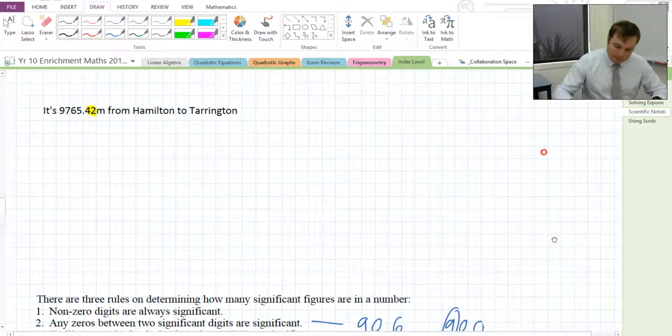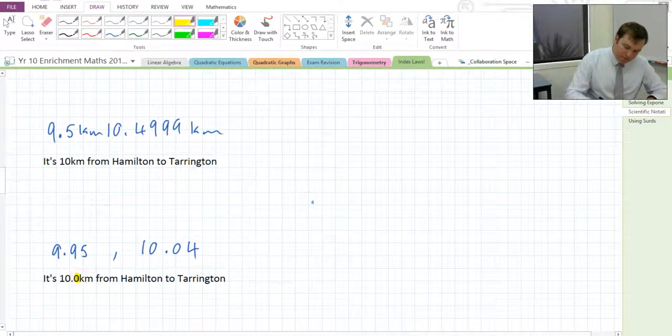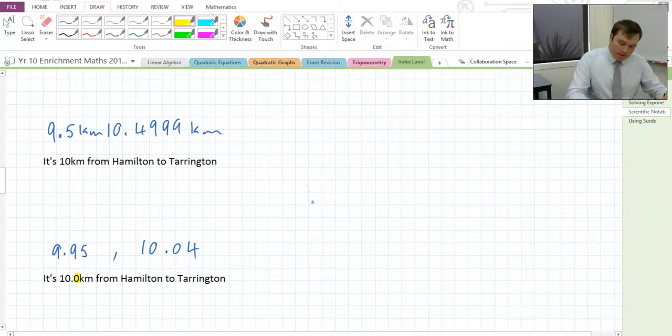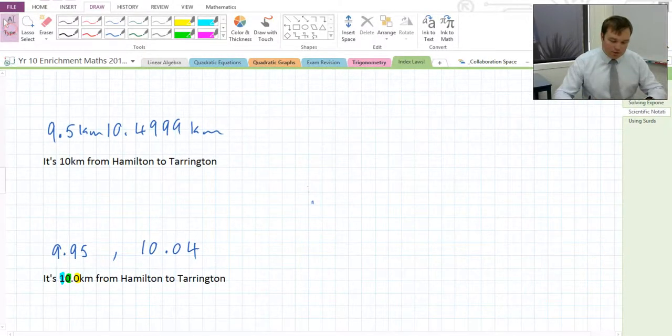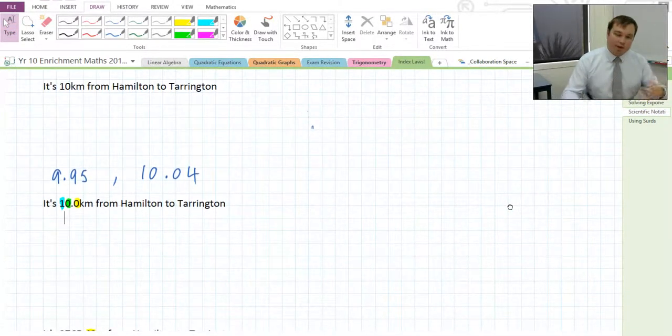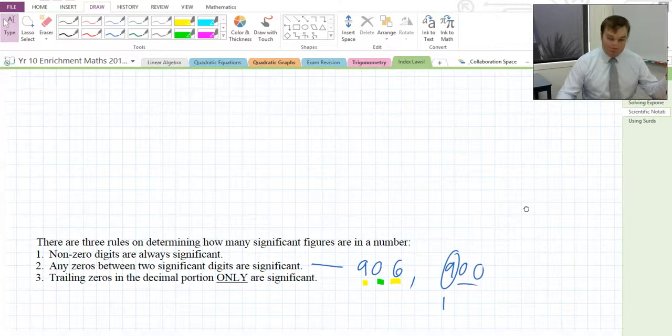Going to our examples above, here, this is a trailing zero in the decimal portion, therefore it is significant. The 1 is significant from the first rule. Now note, because the 1 is significant and the trailing zero in the decimal is significant, the 1 here, because it's trapped between 2 significant figures, is also significant. So 10.0 having 3 significant figures uses all the rules. It uses the fact non-zero is significant, the 1, trailing zeros are significant in decimals, that's the final 0. The middle one is significant because it's between two significant figures.